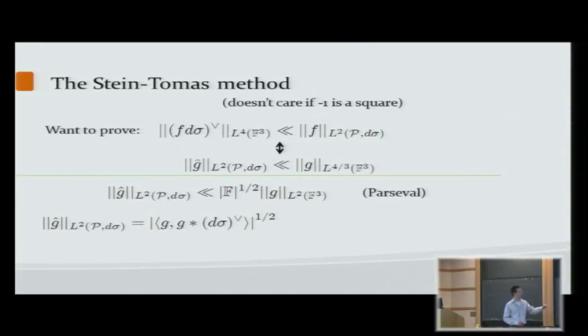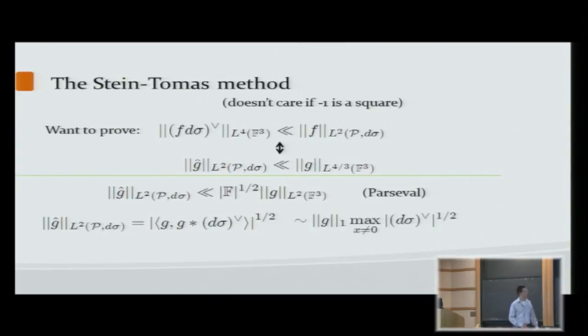There's a more subtle thing you can do, which is to take the L2 norm and expand it out as an inner product, and then use Parseval. So I have the inner product of g hat with g hat, and if I take Fourier transforms, I can write this as the inner product of g with the convolution of the Fourier transform of the characteristic function of the set, and then I get this right here. This is just Parseval.